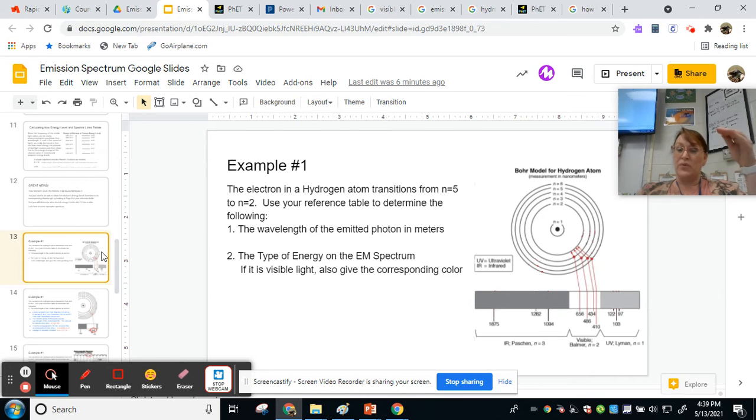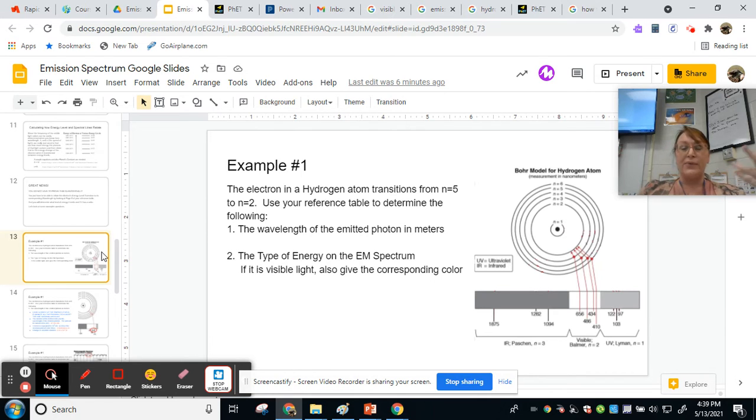So when it drops, remember when the electron drops to a lower energy level, it has to lose that energy that it had absorbed. And it does it by ejecting a photon. And we want to figure out how much energy does that photon have. And then I want to figure out number 2, I want to figure out what type. Would this be visible light?